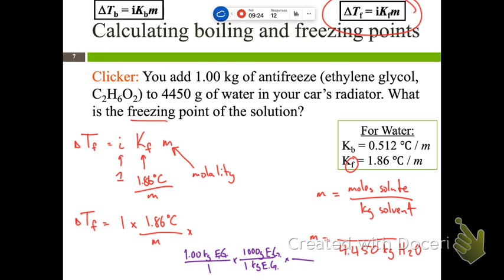What's the molar mass, sorry? 62.07 grams of ethylene glycol is 1 mole of ethylene glycol. And what do you find numerically? Oops. How many moles is that, Samantha? 16.11.